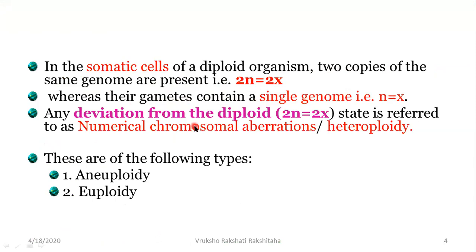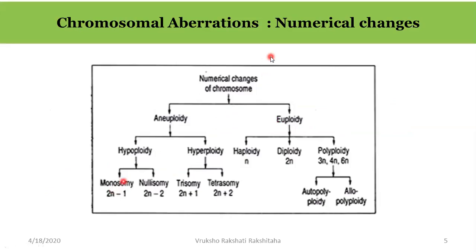So, any deviation from the diploid state, that is 2n is equal to 2x state, is referred to as numerical chromosomal aberrations. It is also called heteroploidy. Now they are of the following types: aneuploidy and euploidy. So let us look into the numerical changes of the chromosomes. So this is a chart regarding the numerical changes of chromosomes. It is categorized into two types: aneuploidy and euploidy.